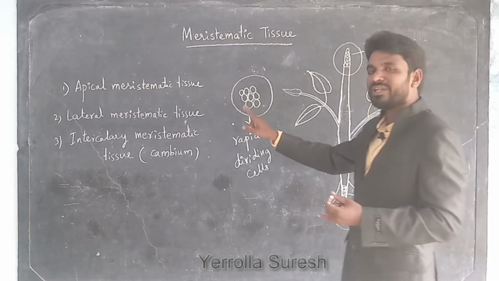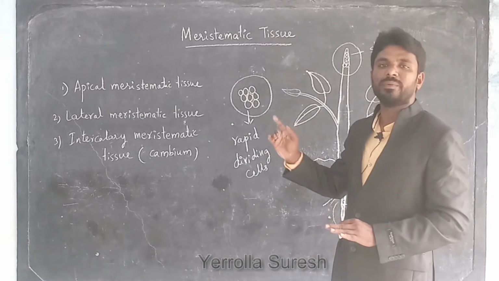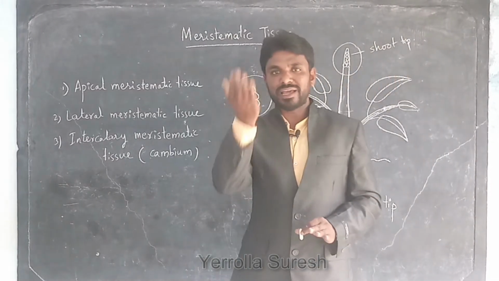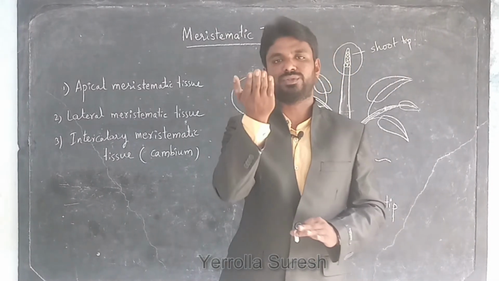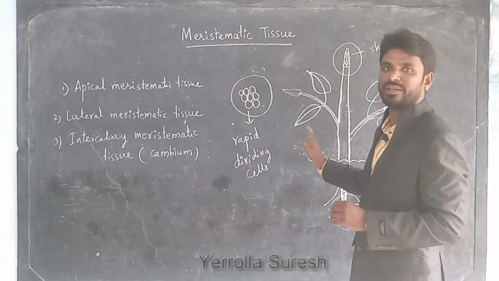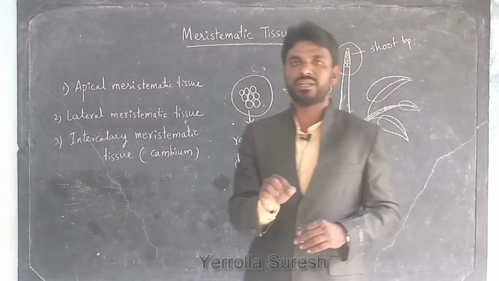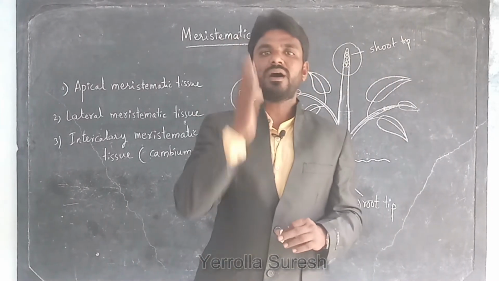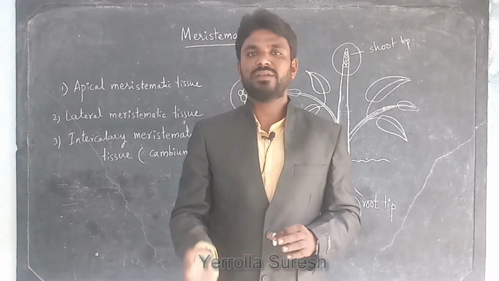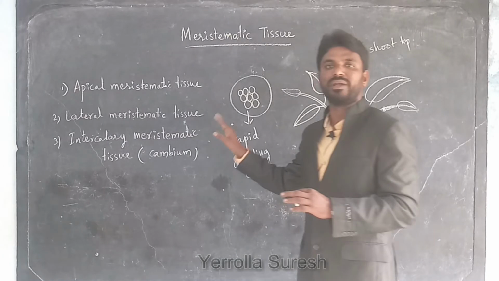So, apical meristematic tissue is present in tip regions, that is root tip and shoot tip, and it helps in apical growth, that means vertical growth. The plant can grow taller. That is because of apical meristematic tissue. So, the function of apical meristematic tissue is it helps in the tall growth of the plant. It can grow vertically upwards very fast. That is the function of apical meristematic tissue.